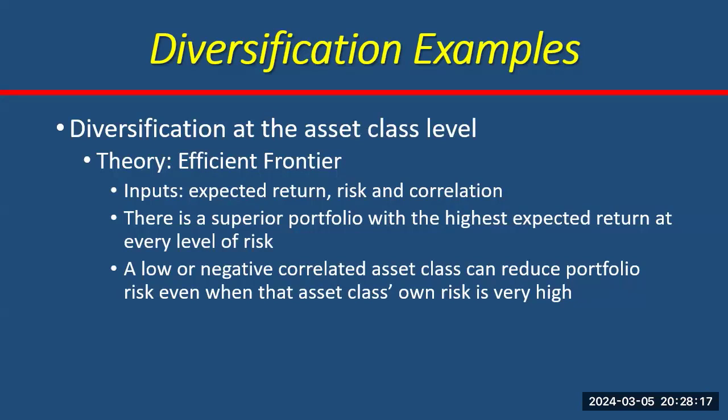Your inputs are expected return, expected risk, and expected correlation. And the efficient frontier says there's some superior portfolio that has the highest return at every point of risk. And we love low or negatively correlated assets because they can greatly reduce the risk of the portfolio. So what's a negatively correlated asset? What asset does well in the US when US stocks are crashing?